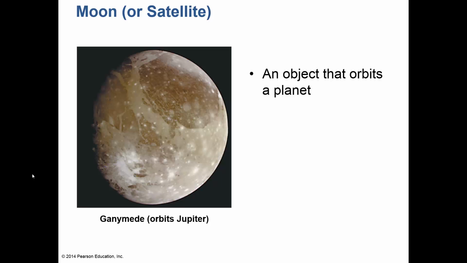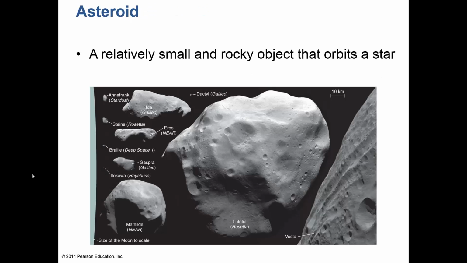And then we have satellites. We also may know these as moons. So these are natural satellites, and a satellite or a moon is an object that orbits a planet. And here's a picture of Ganymede, which orbits Jupiter, one of the large Galilean moons.